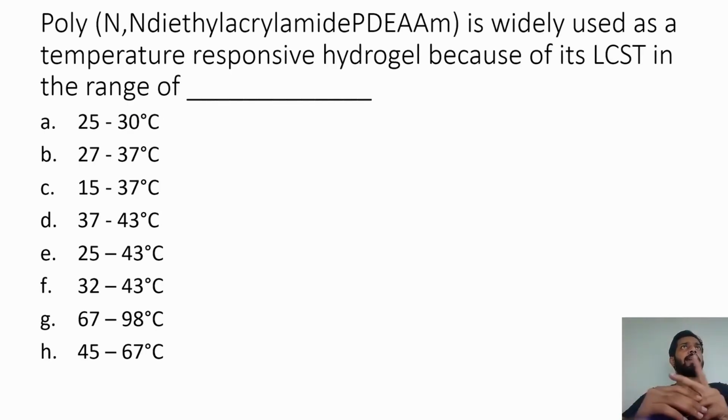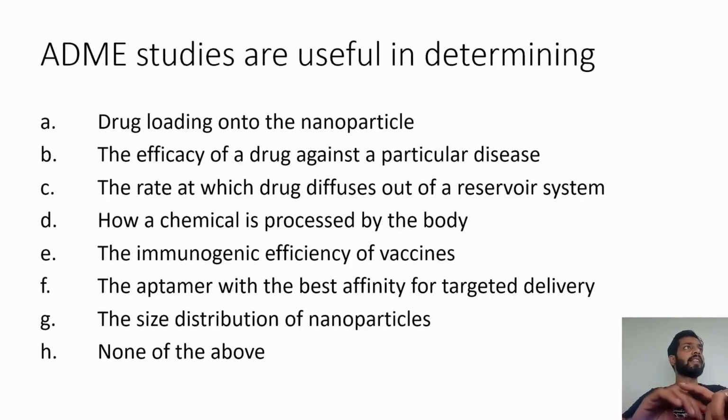Poly N diethylacrylamide, also known as option A, PDEAAm. Basically it will be 25 to 32, so 25 to 30 would be the answer. Yeah, so basically they're asking at what temperature is the LCST of this polymer, so that it's widely used as a temperature responsive hydrogel. Yeah, so 25 to 30. I guess 25 to 32 or something is the LCST range, but yeah, so that falls under the range of the LCST.